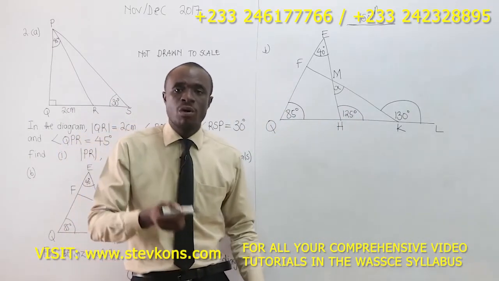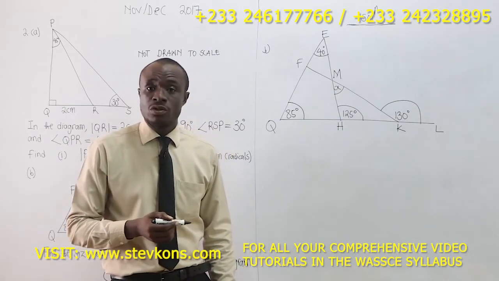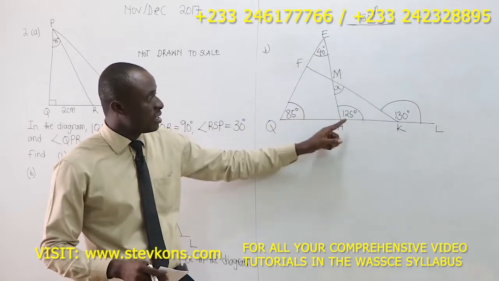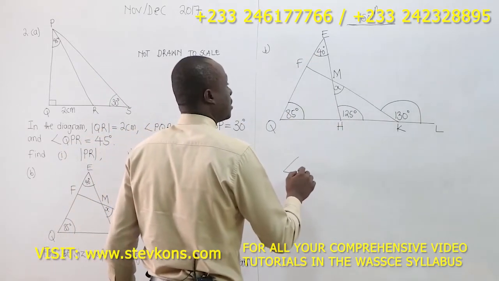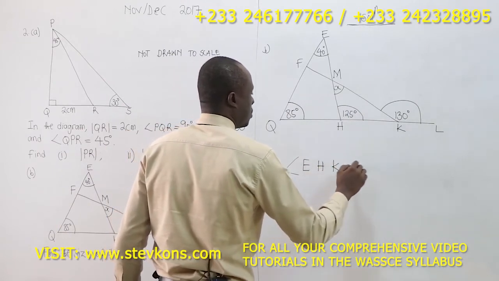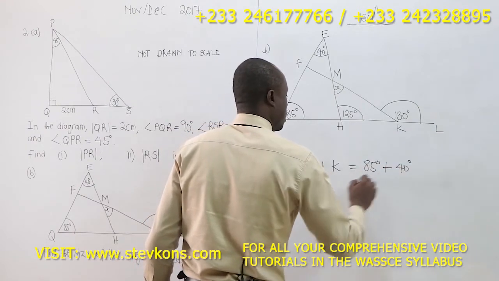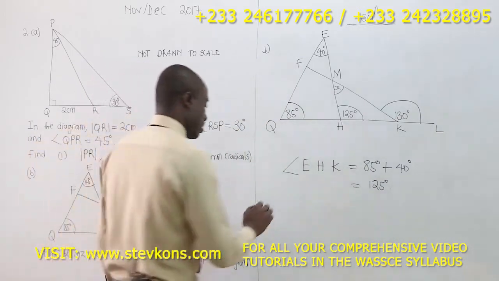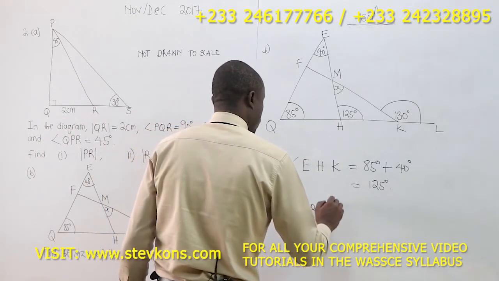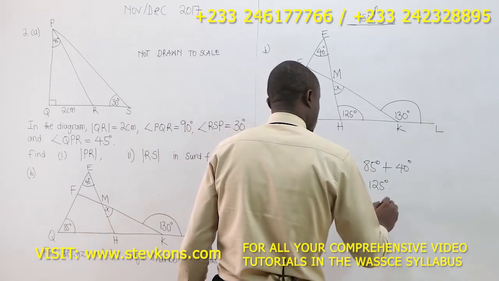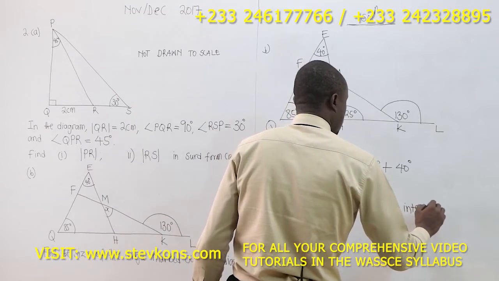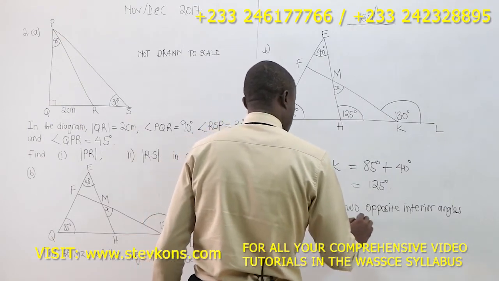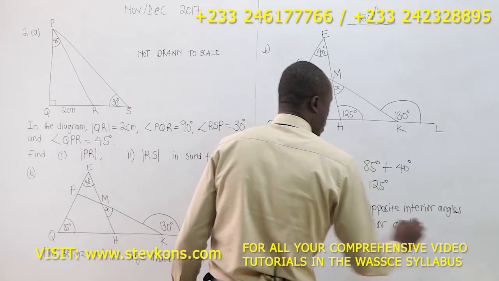Why are we saying that the sum of the two opposite interior angles is equal to the exterior angle? This is the exterior angle. This and this are opposite to this one. So 85 plus 40 is equal to the angle over here. So all that we are saying, that angle EHK is equal to 85 degrees plus 40 degrees, and this is 125 degrees. Why? The sum of the two opposite interior angles is equal to the exterior angle. That's the reason why.